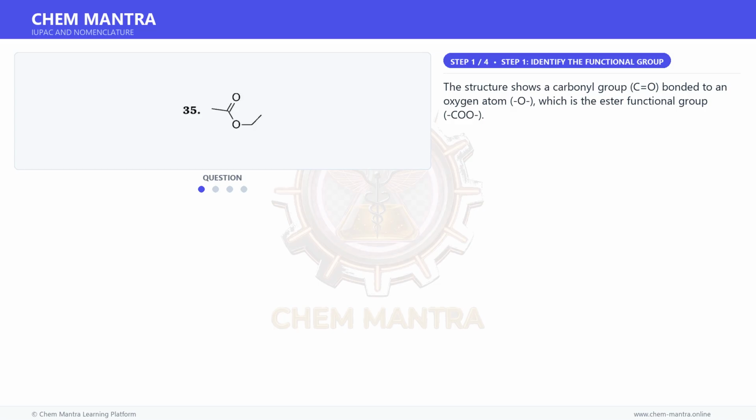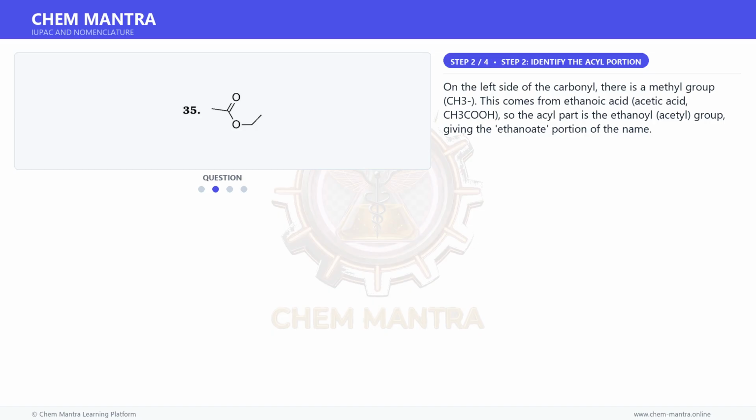The structure shows a carbonyl group, C=O, bonded to an oxygen atom, O, which is the ester functional group, COO. Moving on to the next step.